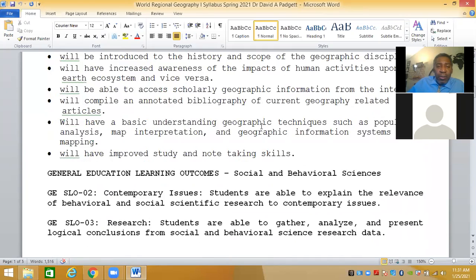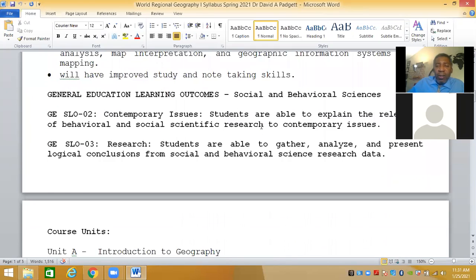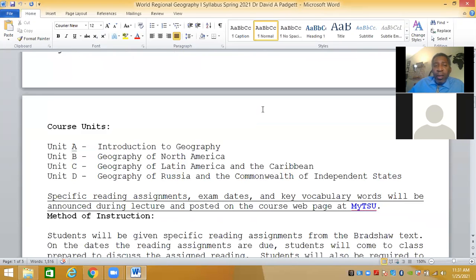Okay, course description, you can read that. Learning outcomes and general education learning outcomes, you can read that on your own.